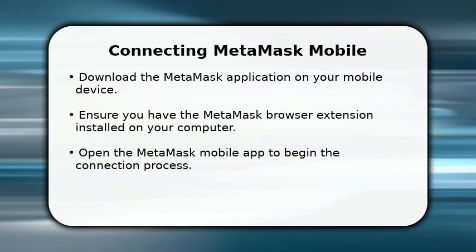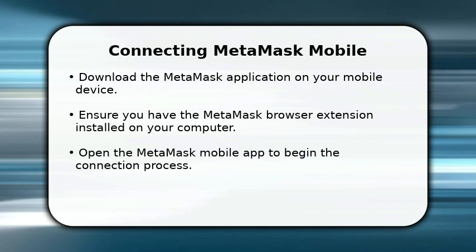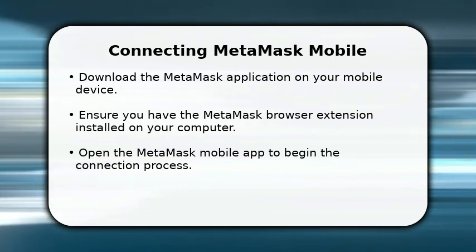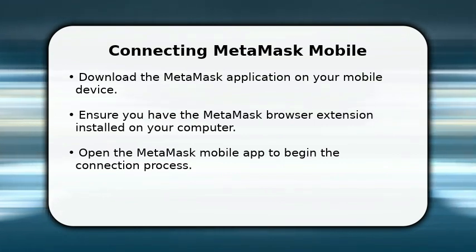Enjoy the video. In this video, I will show how to connect MetaMask to a mobile app. First, ensure you have the MetaMask application downloaded on your mobile device and the MetaMask browser extension installed on your desktop computer. This initial setup is crucial for a smooth connection. Once both are ready, open your mobile MetaMask app. We will then prepare your desktop extension to generate a unique QR code for syncing.